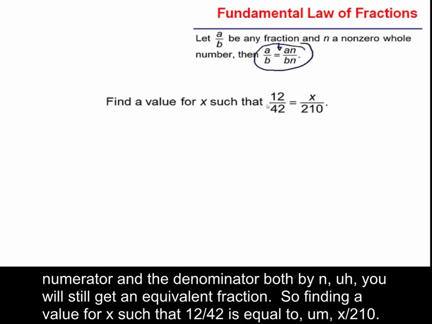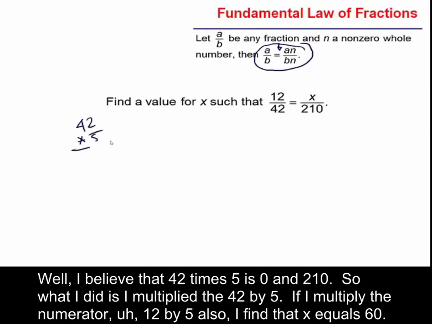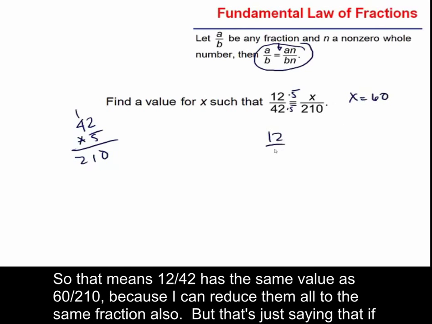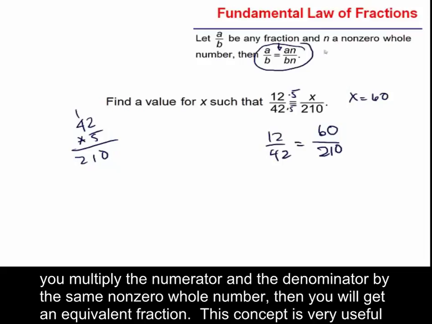So finding a value for x such that 12/42 is equal to x/210. Well, I believe that 42 times 5 is 210. So what I did is I multiplied the 42 by 5. If I multiply the numerator 12 by 5 also, I find that x equals 60. So that means 12/42 has the same value as 60/210, because I can reduce them all to the same fraction also. But that's just saying that if you multiply the numerator and denominator by the same non-zero whole number, then you will get an equivalent fraction.